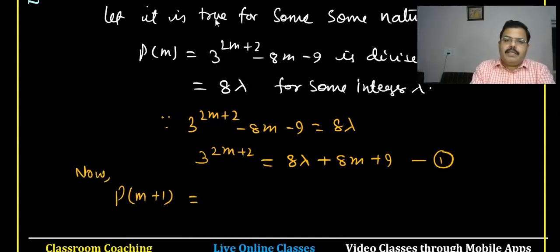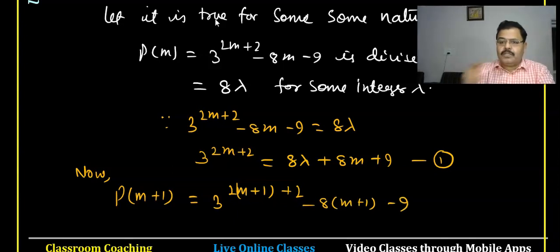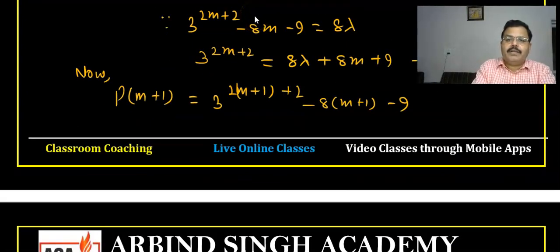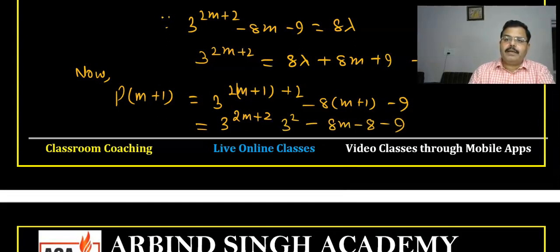Now P(m plus 1) is 3 to the power 2(m plus 1) plus 2 minus 8(m plus 1) minus 9. So we can write it like 3 to the power 2m plus 2 plus 2, so I can write 3 to the power 2m plus 2, and this 2 can be written as 3 square, minus 8m minus 8 minus 9.